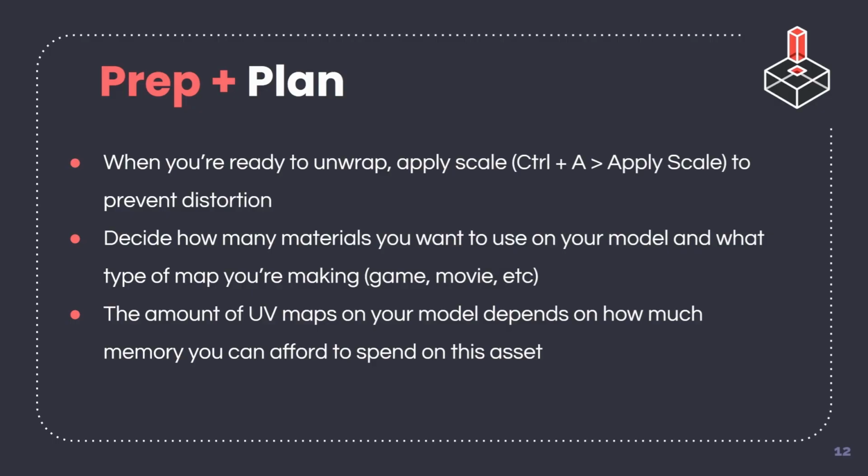But for a game, especially a lower poly game or a game that needs lower amount of memory taken up by a character, you need to be strategic with how much space you're going to allocate to your UV map. So the quality of the map, like how high in pixel density that you're going to make it, and also how many different parts you want to have their own texture set and UV map, is something that you need to decide and think about in advance. So the amount of UV maps on your model depends on how much memory you can afford to spend on this asset.